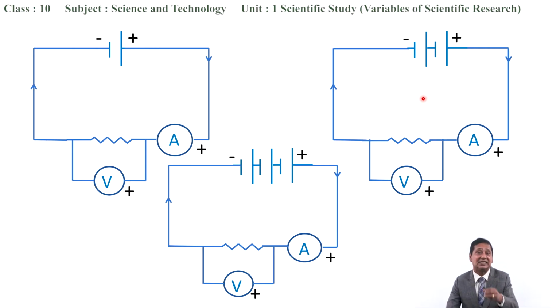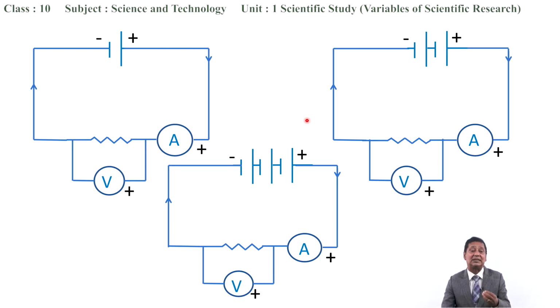We are increasing the potential difference. It means potential difference is the independent variable. Its value can be increased or decreased. If we decrease the number of cells, then the potential difference will be less. If we increase the number of cells, then potential difference will increase. Now we want to see the effect of potential difference on current. In the first case, the current is found less. In the second case, current is found more than the previous. In the third case, more than the first and second.